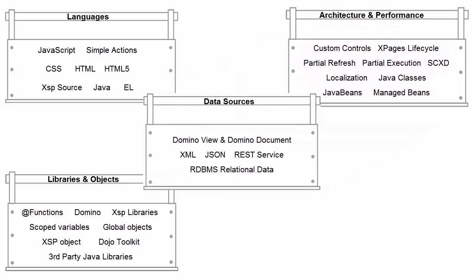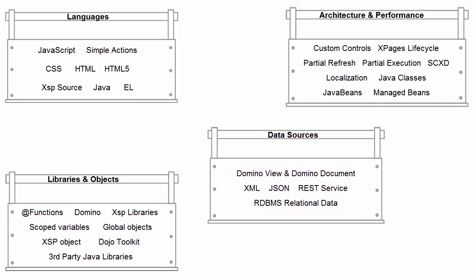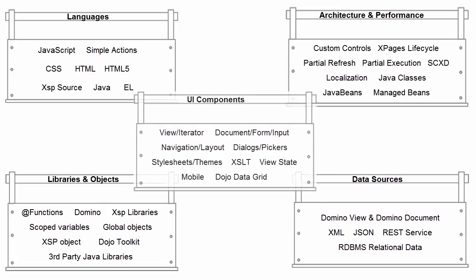And in our Data Sources toolbox, we see the familiar Domino View and Domino Document data sources and some external data sources like REST services and relational data. Finally, in our 5th toolbox, the UI Components toolbox, we see many tools and options to develop the user interface for the XPages applications.